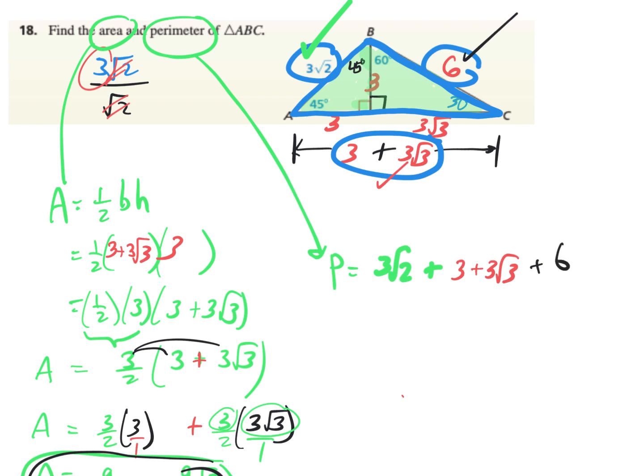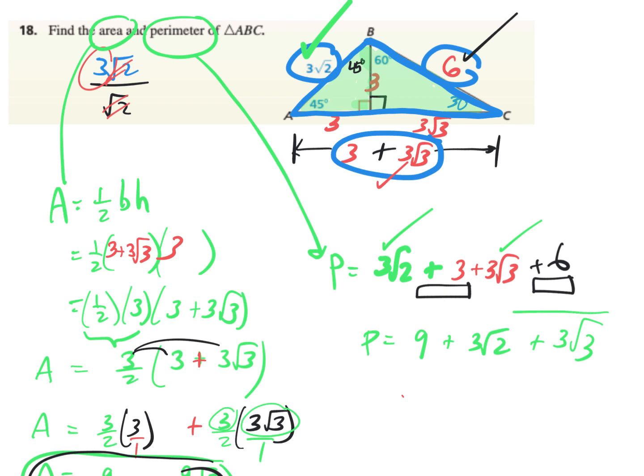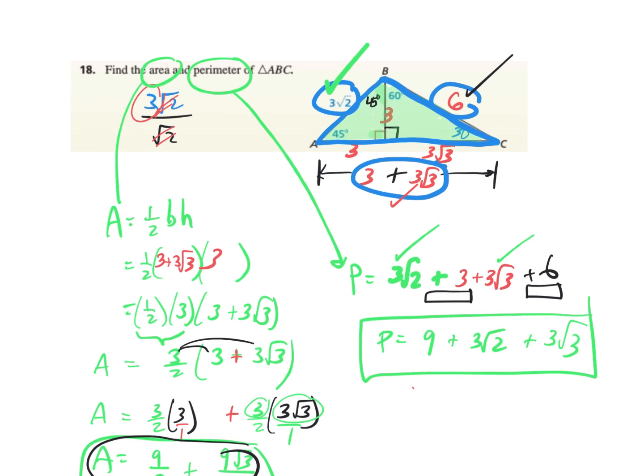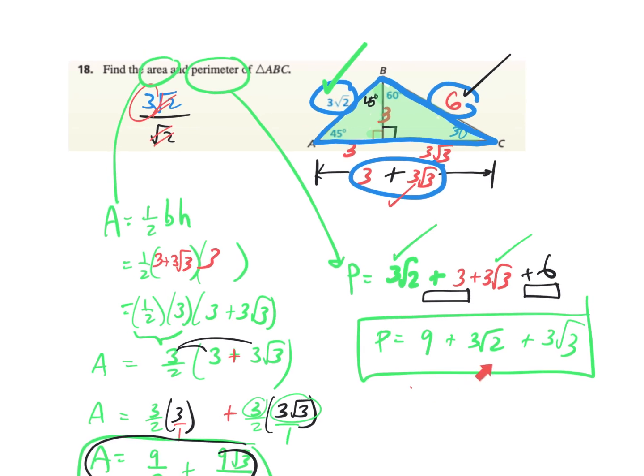plus 6. So we've got some like terms that we can combine. That's a positive 3 and a positive 6. 3 and 6 is 9. And then 3 root 2 and 3 root 3 are not like terms. That's our area. I'm sorry, did I say area? That's our perimeter. The sum of the lengths of all the sides, which gives us the distance around the outside perimeter.